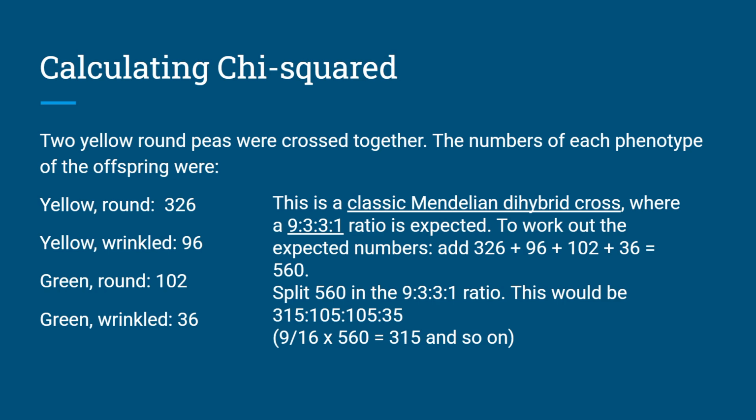What you want to do is split the 560 in the 9:3:3:1 ratio, which would give you the 315, 105, 105 and 35. Just to clarify where this came from exactly, 9 out of 16 times 560 would give you that 315. To get the 105, it would be 3 out of 16 times 560, and that's where your expected values come from.